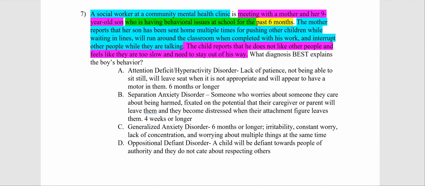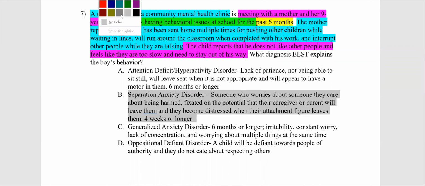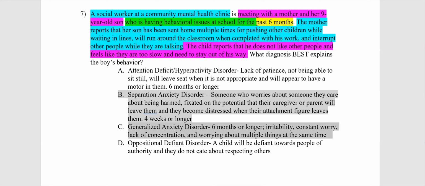So right off the get-go, we're going to rule out separation anxiety disorder because it doesn't say he's becoming distressed when he's separated from the mom or anyone in the situation. He just simply does not like a whole lot of people, wants to have a lot of energy, feels like he has an engine in him. Also going to rule out generalized anxiety disorder because it doesn't say the kid's anxious at all or that he's worrying about a lot of things or anything like that.